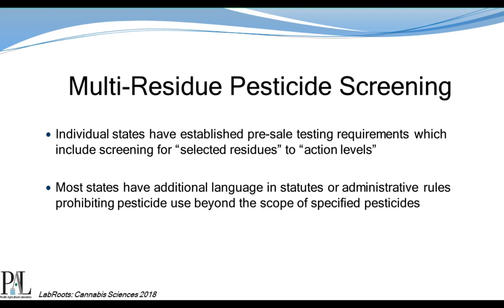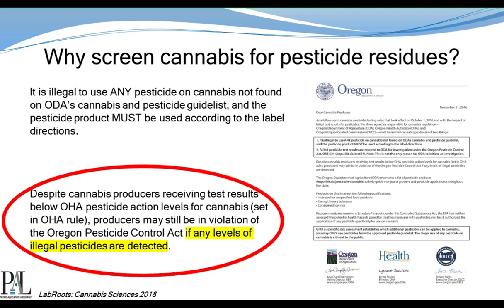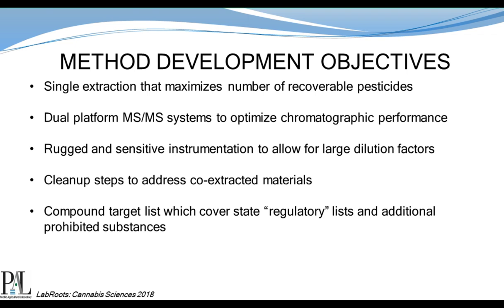Individual states have established pre-sale testing requirements where you're supposed to screen for selected residues to some action level. And again, as is the case in Oregon, most states have additional language in statutes or administrative rules prohibiting pesticide use beyond the scope of specified pesticides. That's where we'll come back to this slide again: even if you have your product tested to the action levels and to the list that's set by your individual state, you may still be in violation of your state's pesticide regulations if any residue is found.